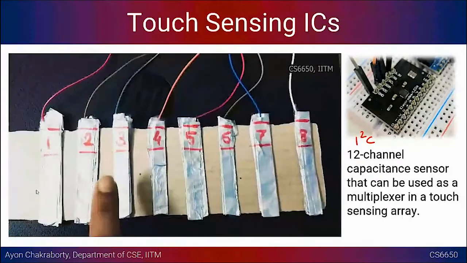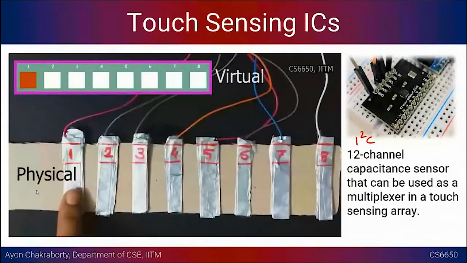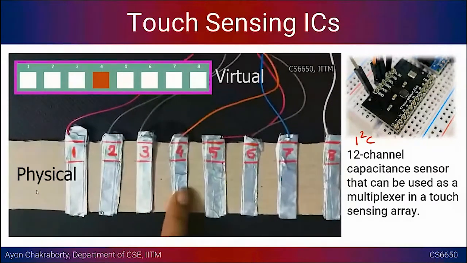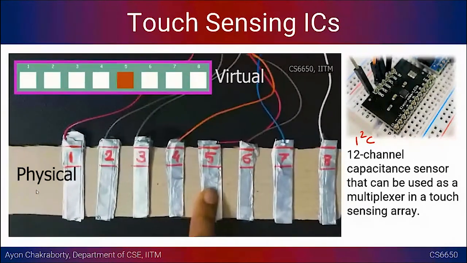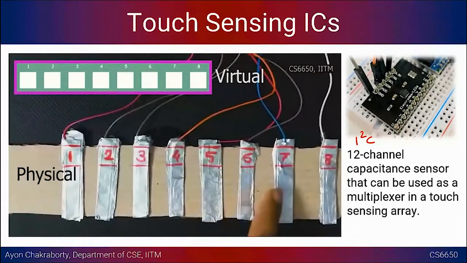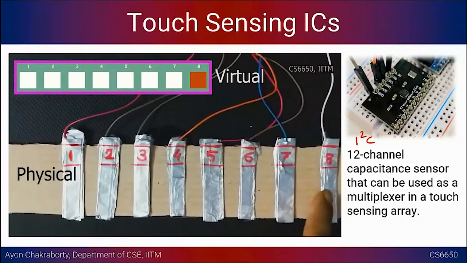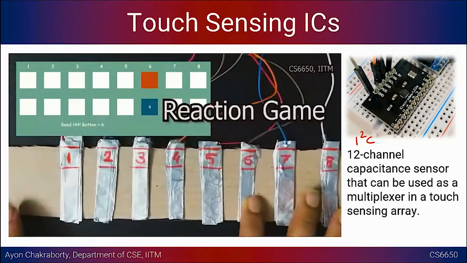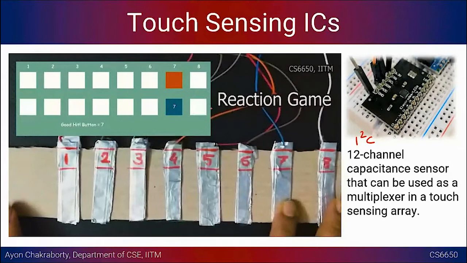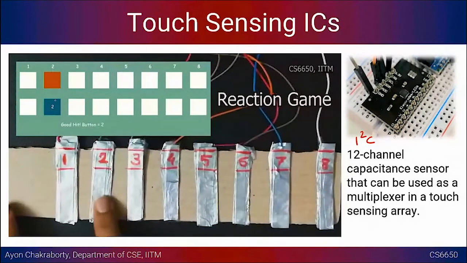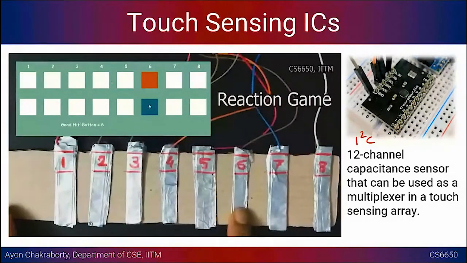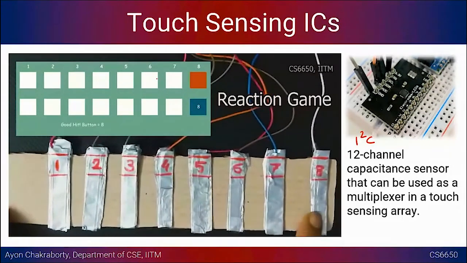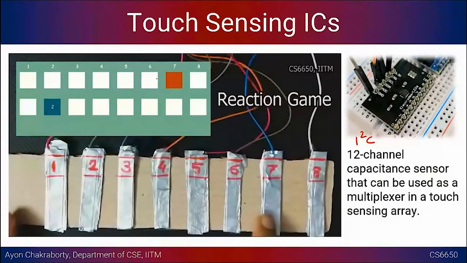So just by touching all these things, I was trying to show you the divide between the real and the virtual world or the cyber world. Whenever I'm touching a particular electrode here, that is being reflected on the screen, right. And this was a simple game where I have to immediately touch what the computer shows. In this case, the computer shows 2, so I have to immediately touch 2, right.